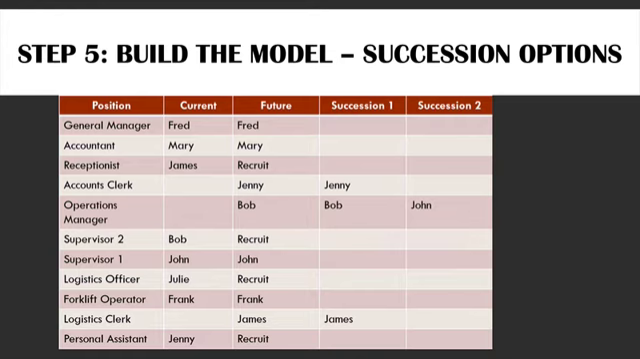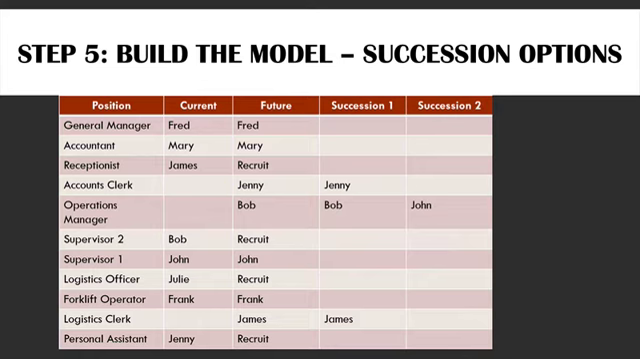So if we look at succession options, in this phase what we do is say, righto, of the people that we see moving up in the future. So we've said people like James is going to move from being a receptionist to a logistics clerk. Bob is going to move up from being a supervisor to an operations manager, and Jenny's going to move from being a personal assistant up into being an accounts clerk as well.